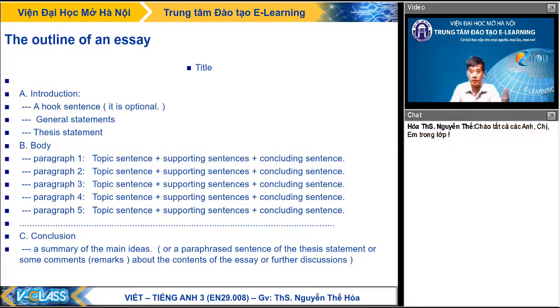And the next, you may give further discussion. You may give some comment about the main ideas. And the third way, that you may rewrite the thesis statement. And of course, you have to use another structure in order to rewrite the thesis statement. You shouldn't, or you are not allowed to copy the thesis statement.